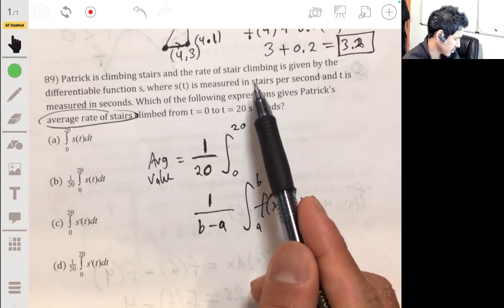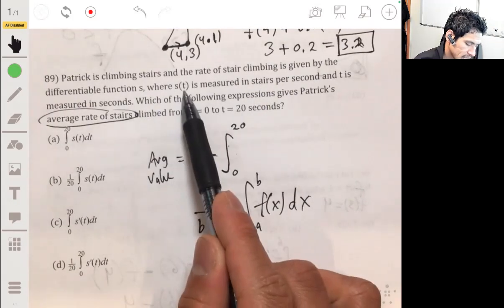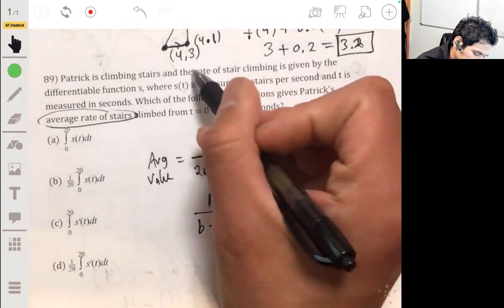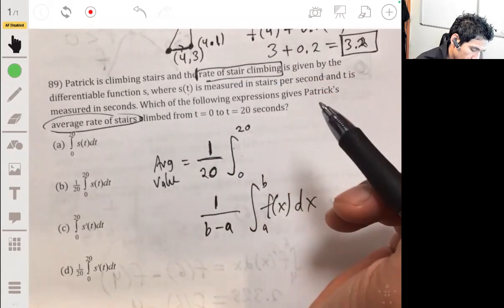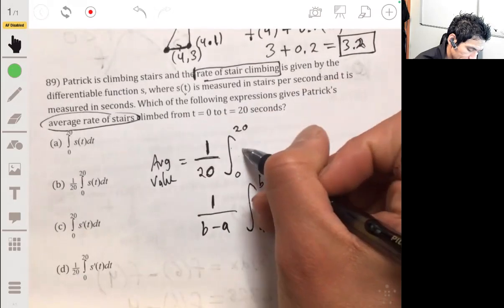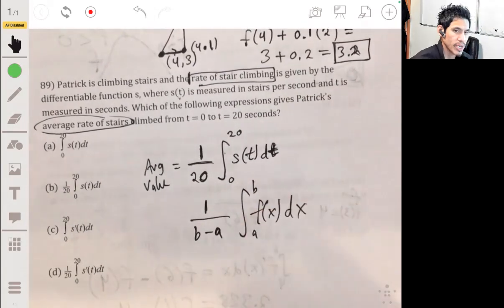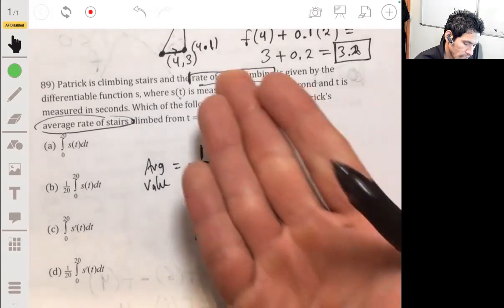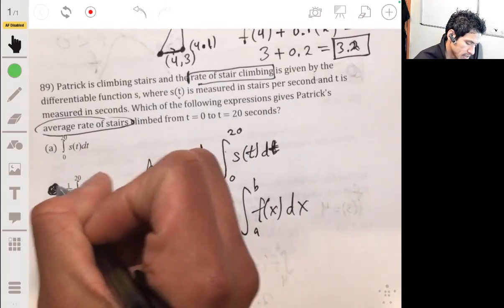And then we just have to make sure we understand which function goes here. Is it going to be s of t or s prime of t? We're told that this is the rate of stair climbing. So we just need s of t, because we're integrating the rate. It could be misleading because it's not s prime of t, but it's still a rate given. So our answer would be B.